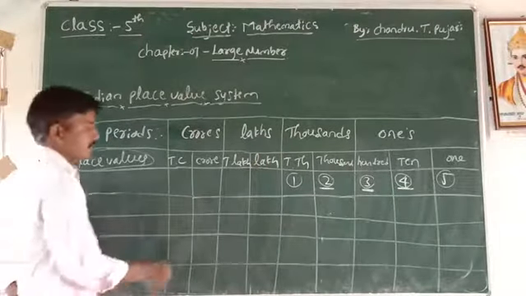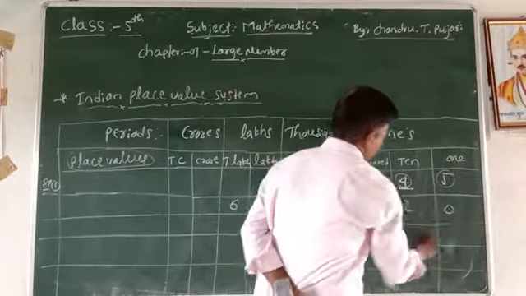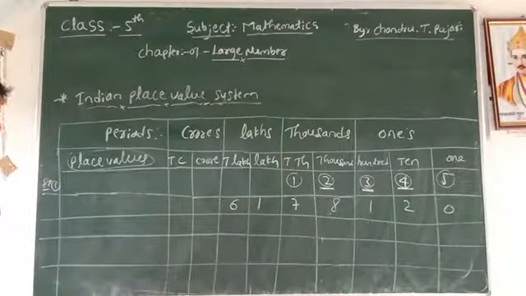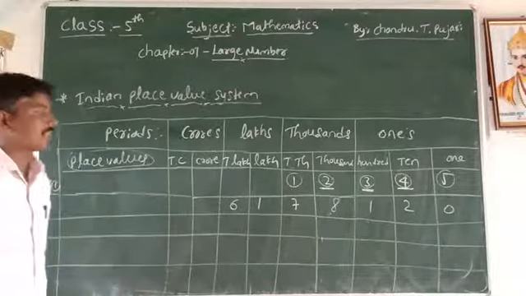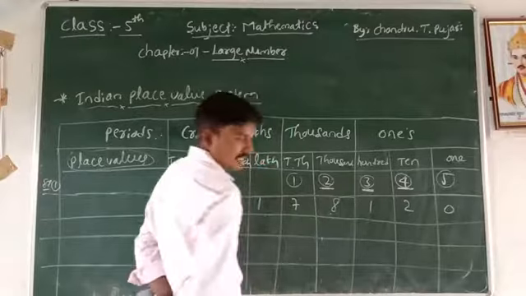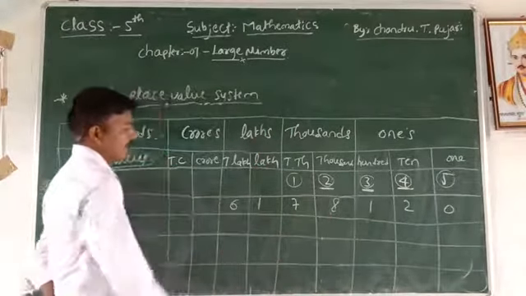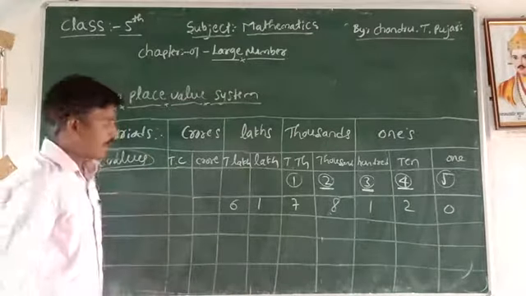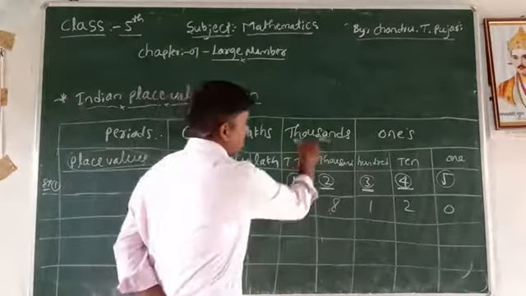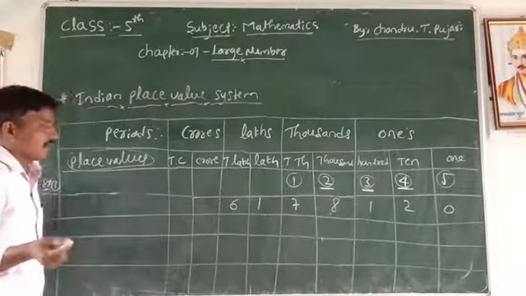Next, you can choose any number: 6, 1, 7, 8, 1, 2, 0. This number is a 7-digit number. How can you read this number? Starting with the unit place, 10 place, 100, 1000, 10,000, lakh, 10 lakh. The reading is 61,78,120. Again, you can check yourself once again.